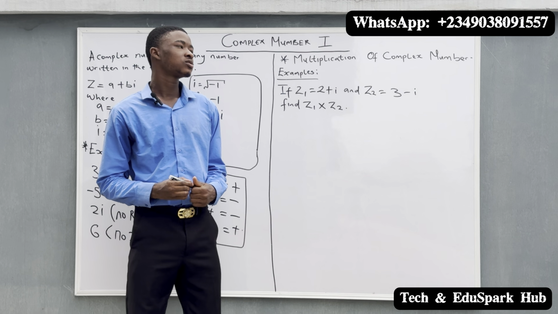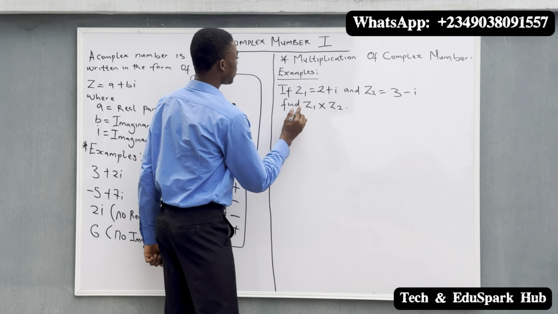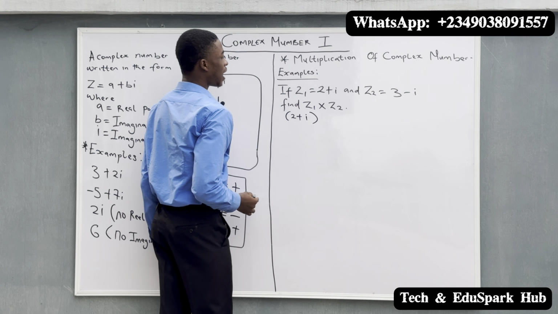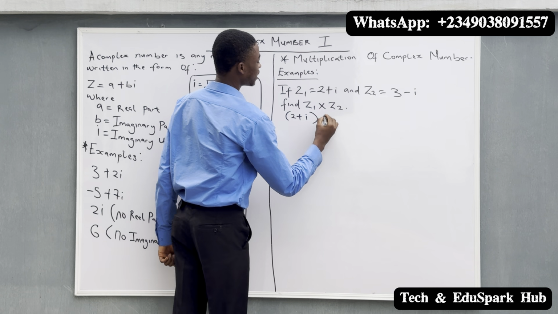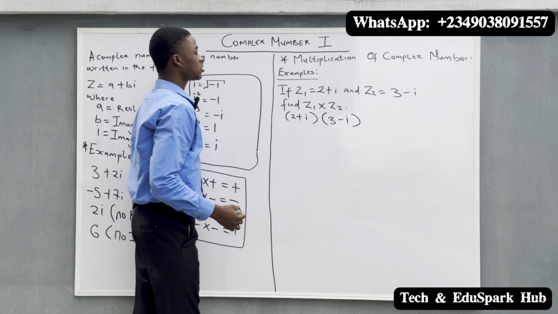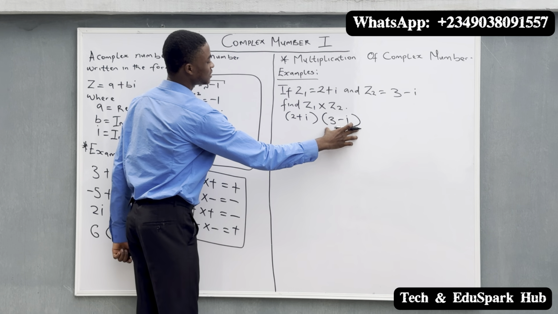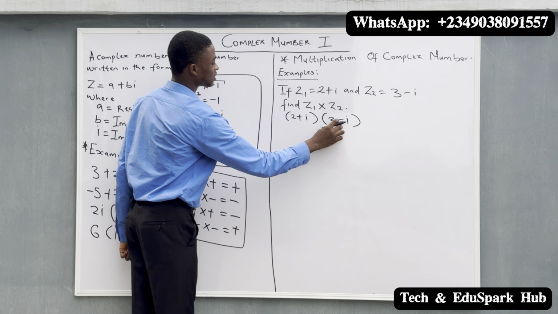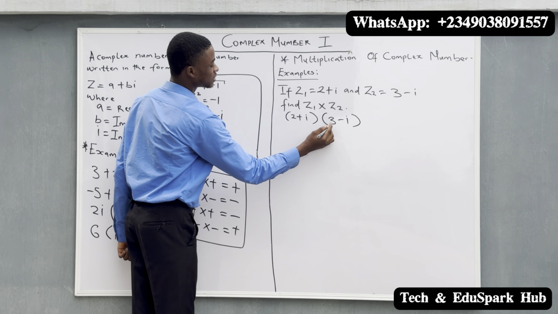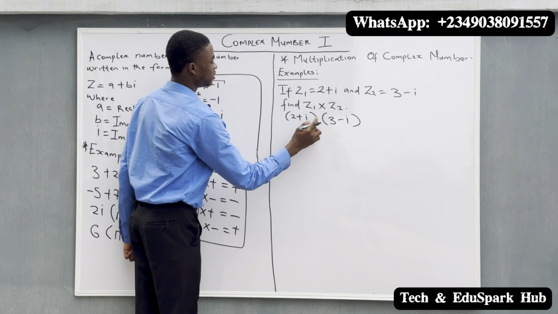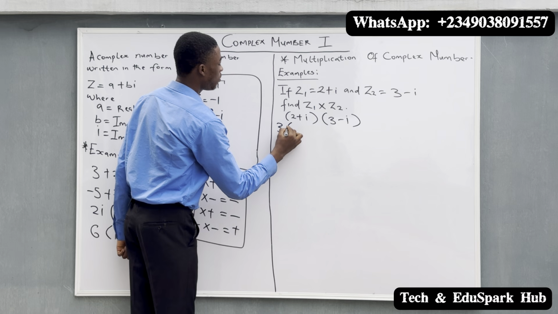So in solving this question, all we have to do is to put z1 in the bracket, which is 2 plus I, and also put z2 in the bracket, which is 3 minus I. So to solve this question, we just have to look at this second bracket, which is 3 minus I. So we can bring the first number in the second bracket out. Please always be mindful of the sign. This one is not carrying any sign, and it means there is a positive sign here. So we can have 3, open bracket.